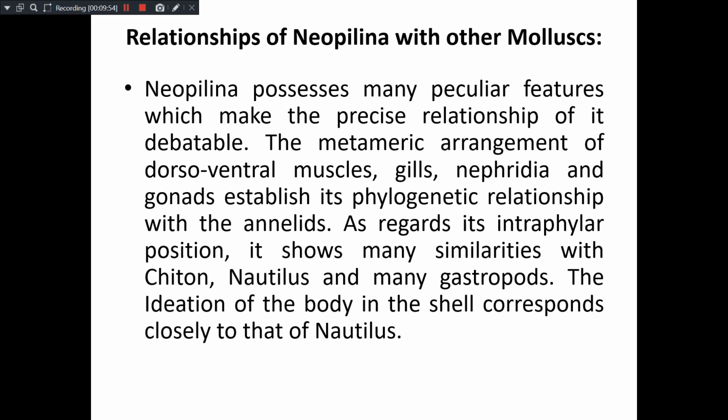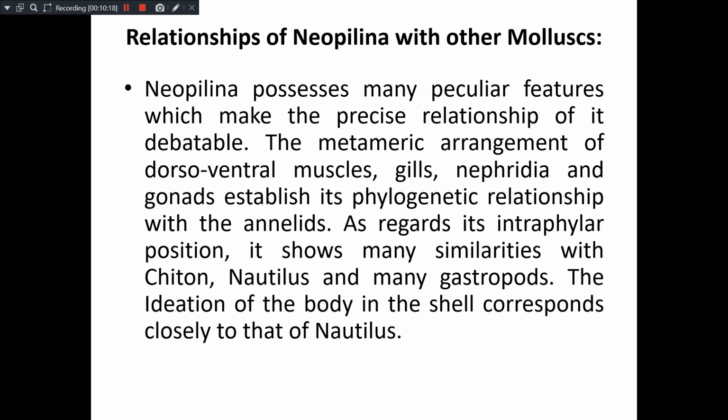The relationship of Neopilina with other molluscs, if you see, it's a very small group. As I have told you, the entire monoplacophorans are 11 species that we know. Many peculiar features. As a result, its precise relationship with other groups is always debatable.